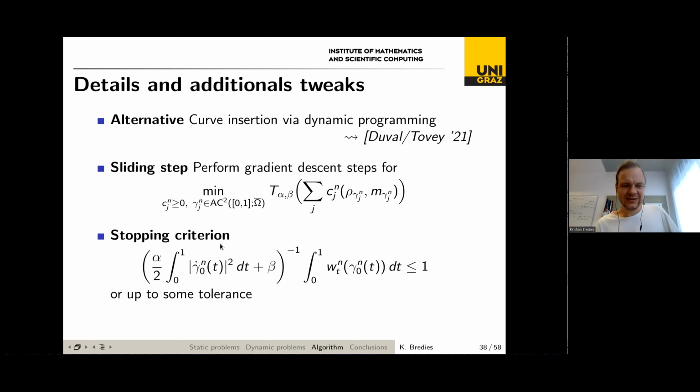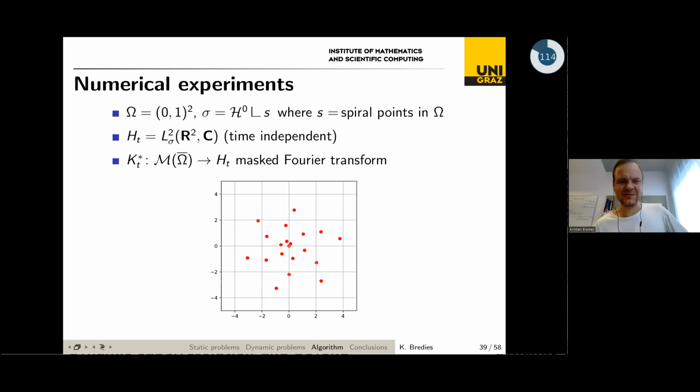What else is also available? You can just employ a stopping criterion for the solution, which is quite convenient. A solution of the linearized problem that satisfies this property is computable, so you can stop once it is less than or equal to one. If you add a little bit of constant tolerance, you can also stop after the tolerance.